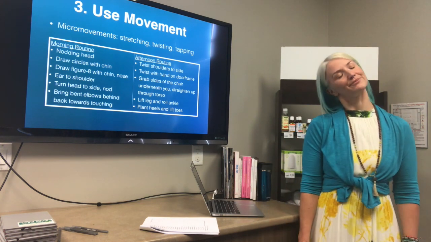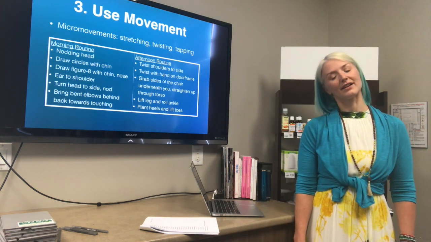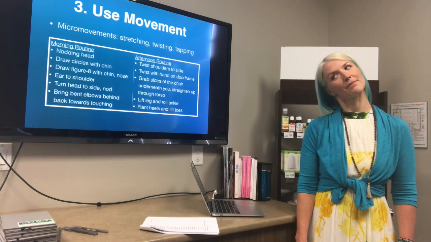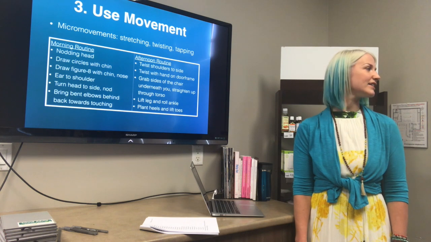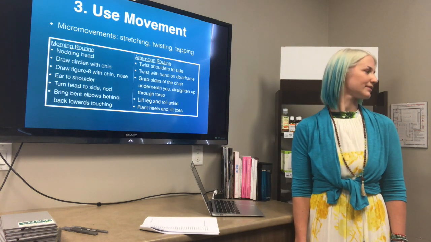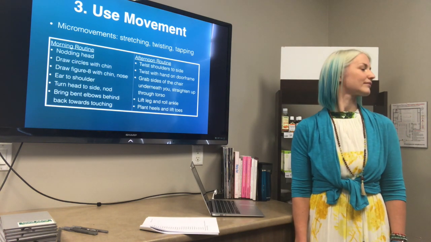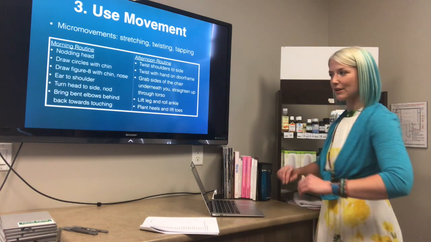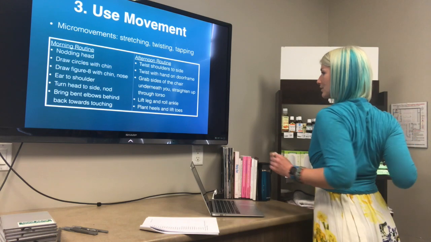Ear to the shoulder. And you can straighten up and go back, right, about 3-4 times. Turn your head to the side and nod. And then the other side. And then you can bring your bent elbows behind the back towards touching.